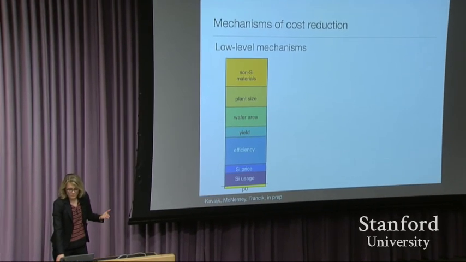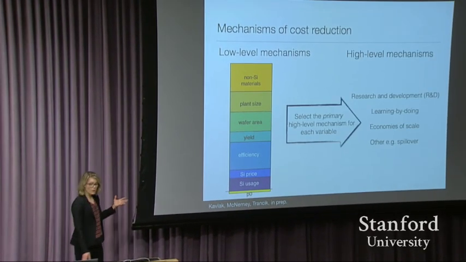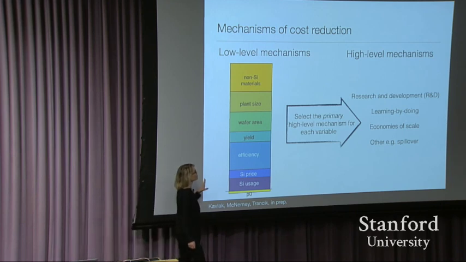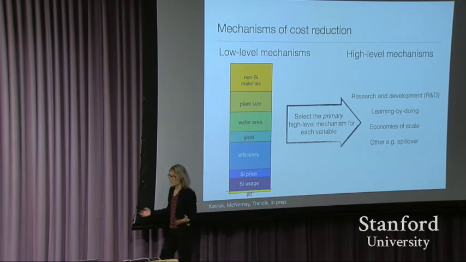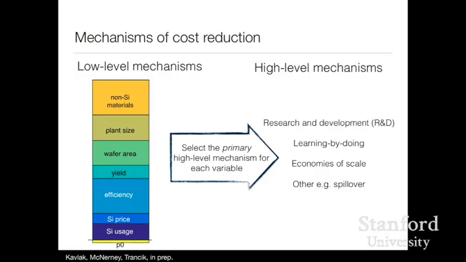And then we can go from these low-level mechanisms to higher-level mechanisms that are shown here, including research and development, learning by doing, economies of scale, and other factors. And so what I'm going to be doing in the next slide is showing you some quantitative results in terms of the low-level mechanisms, but also the high-level mechanisms. Which of these explains photovoltaics cost decline?